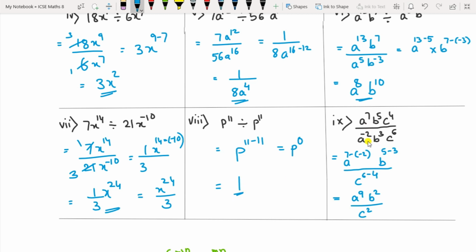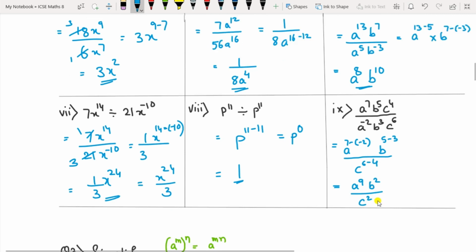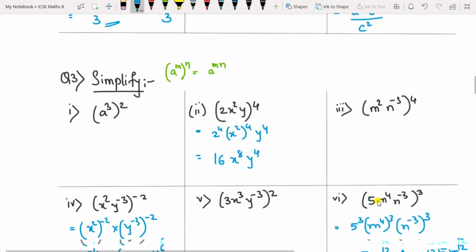And this one, a raised to 7 minus of minus 2, b 5 minus 3, and for c you can see 6 is in the denominator, it is having greater power here in the denominator, so 4 will come down, that becomes 6 minus 4. So this is 7 plus 2, a raised to 9, 5 minus 3 that is b raised to 2, and 6 minus 4 that is c square. So that is the answer for this question. So this way you have to do question number 2.